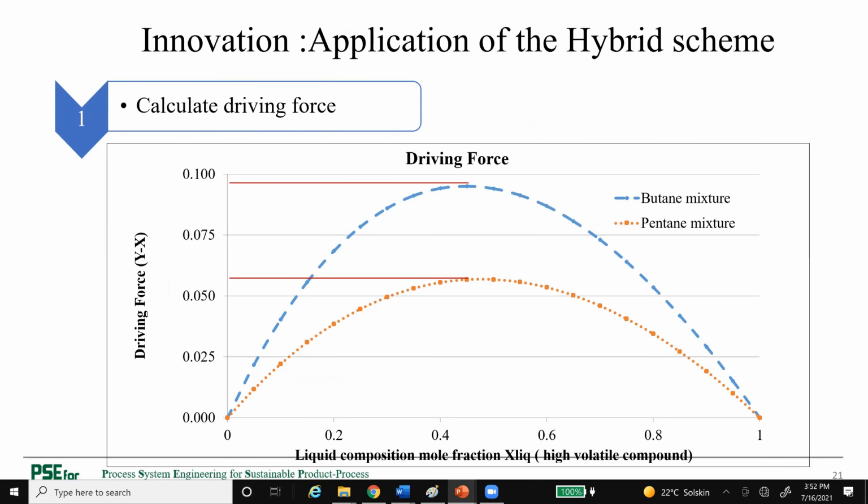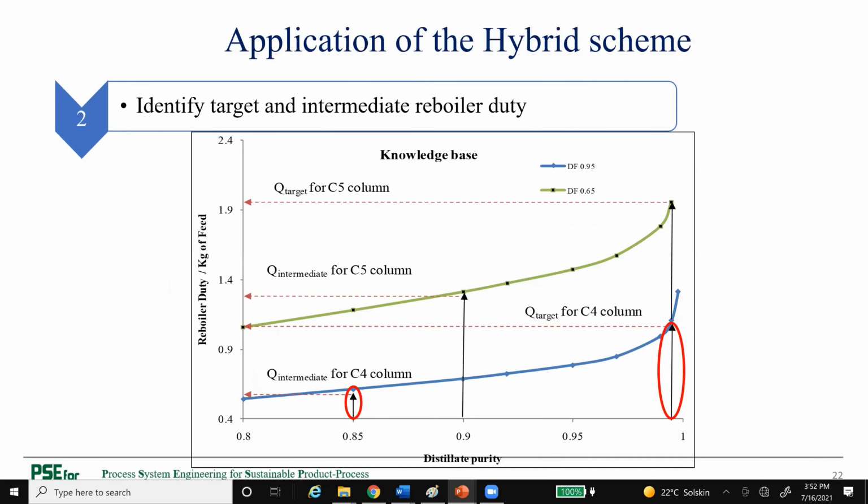So that's the maximum. Based on the driving force, we now know what kind of column design it should be. And then we find out that for column 4, the blue curve, what we call cutoff is that after the cutoff point at the small 85%, we will not use distillation. And at the last point, we want to achieve that composition with some other unit.